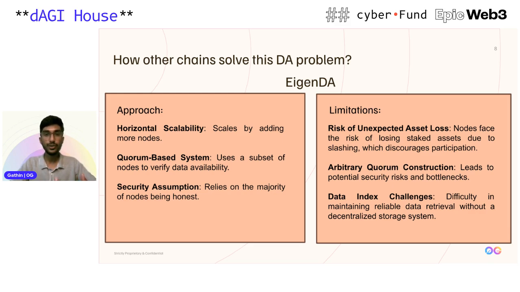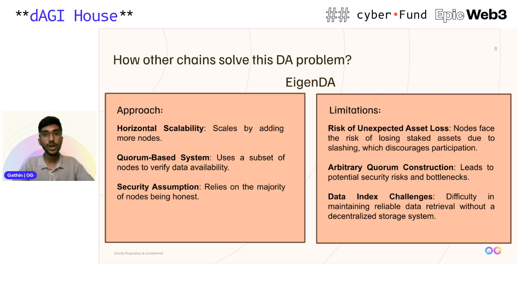Nodes face the risk of losing staked assets due to slashing, which discourages participation. Here, if the node makes certain mistakes, in EigenLayer they just slash the node from participating further. That is preventing it from participating, making them lose all their staked tokens. Arbitrary quorum construction leads to potential security risks and bottlenecks.